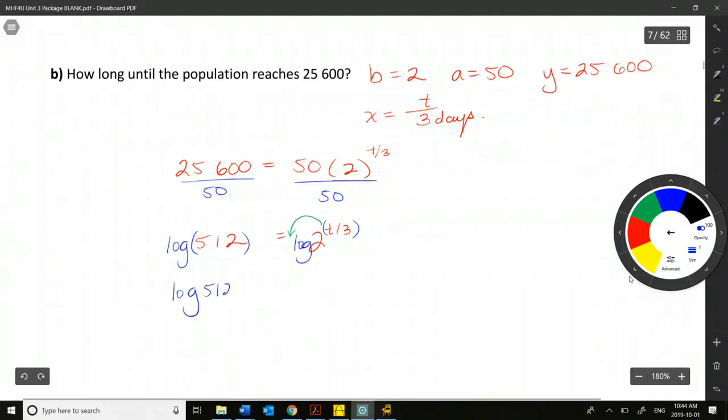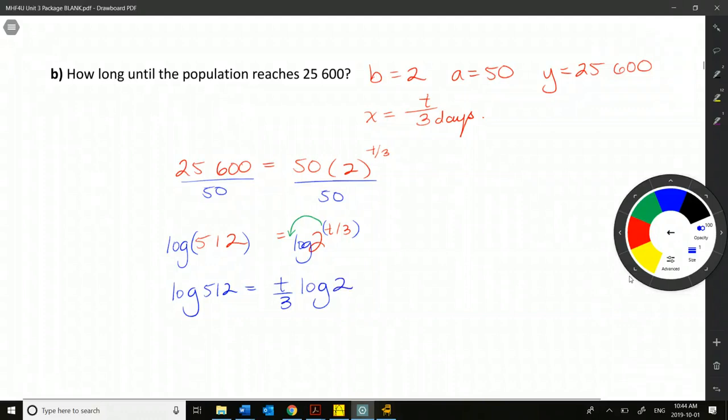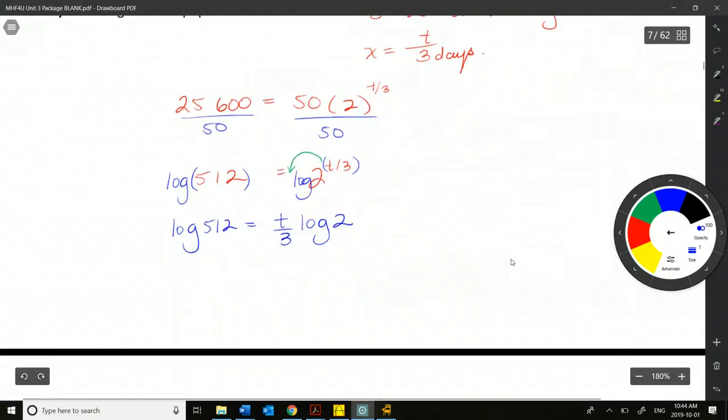This is a logarithm rule that we're going to learn a little bit more about this year in this course. But basically for now, and when you were in grade 11, we just said this is a logarithm rule where if you have the log of something to an exponent, you get to bring down the exponent, and it will now be a multiplication. So let's just isolate now for t over 3. I'm going to divide by the log of 2.